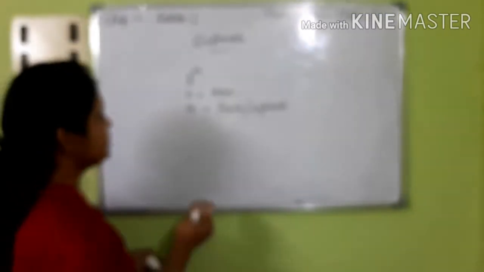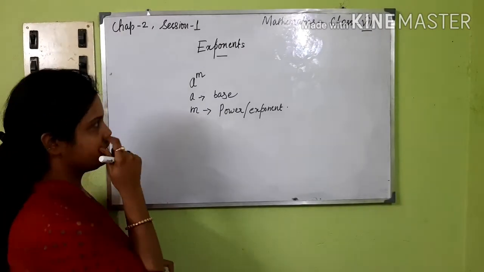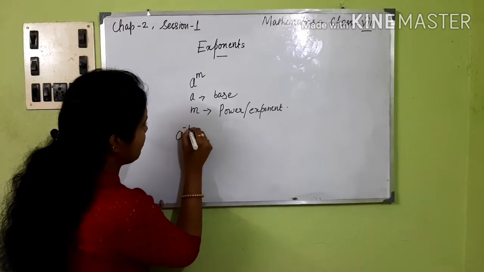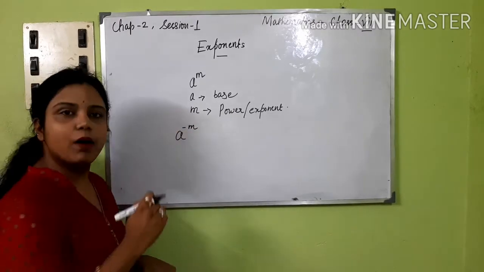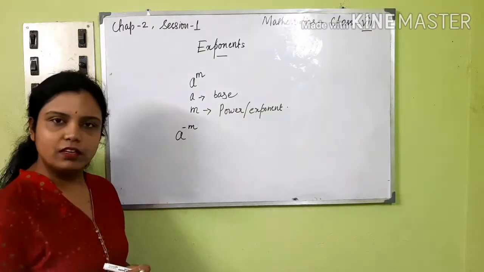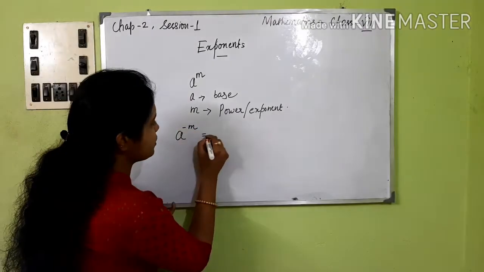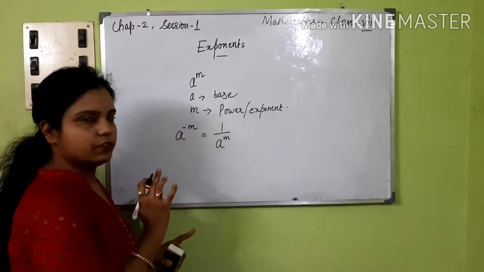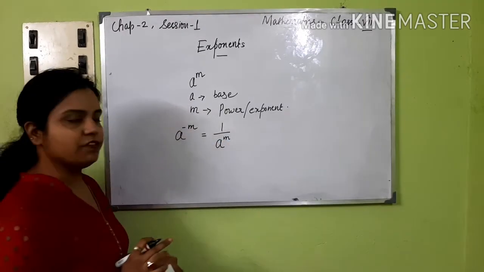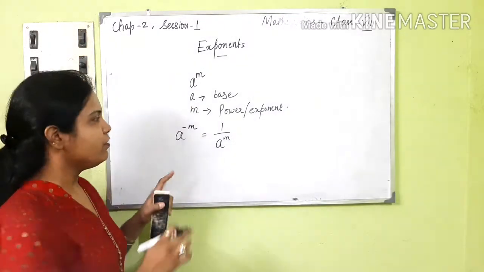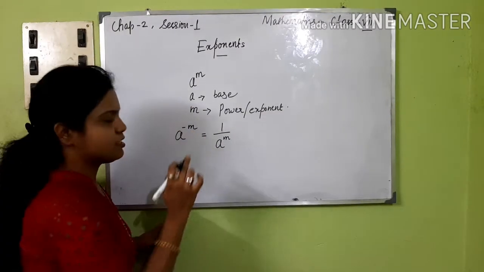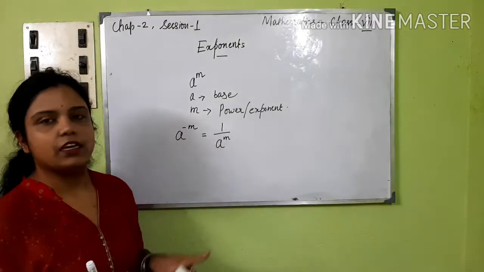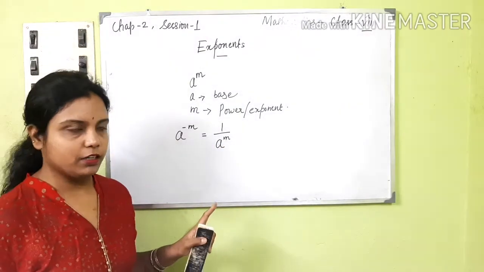Next, coming to one more small property of it. Suppose you are writing a to the power minus m. This is a negative power that this base is having. To make it positive, we take the reciprocal of this number and we get a positive power. Whenever we have a negative power, we take the reciprocal of that number to get a positive power. I hope I'm clear with this.